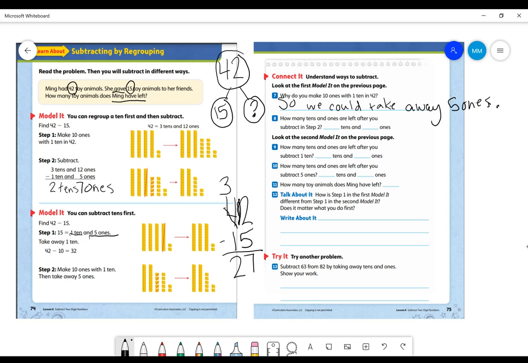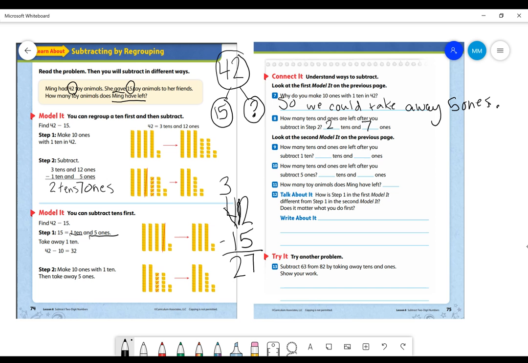It says how many tens and ones are left after you subtract in step 2. So how many tens and ones were left? So we had 2 tens and how many ones? 7 ones.